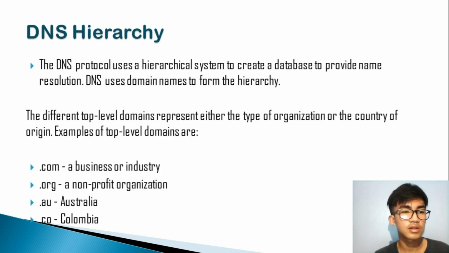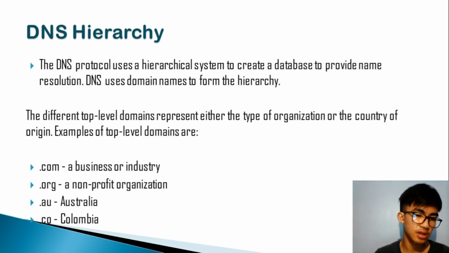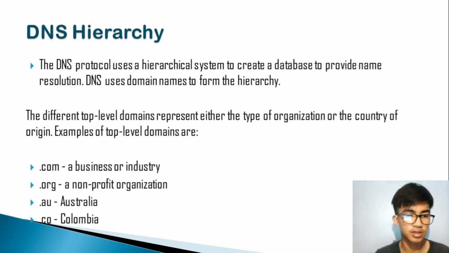DNS hierarchy. The DNS protocol is a hierarchical system to create a database to provide name resolution. DNS uses domain names to form the hierarchy. The different top-level domains represent either the type of organization or the country or region. Examples of top-level domains are .com, a business or industry, .org, a non-profit organization, .au, Australia, .co, Colombia.